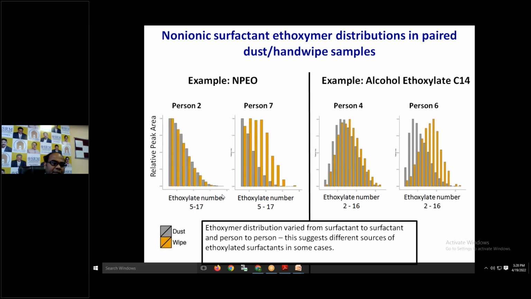With respect to this one, you can see ethoxylate number versus relative peak area. Depending upon that, the graph is plotted. The peak whose area is highest, the top one, means that exposome is more in quantity. This is the way we are going to identify the presence of those exposomes. As you can see, the gray color is dust, and the slightly faded yellow color is wipes. In this way they are separated and we are able to know their presence.